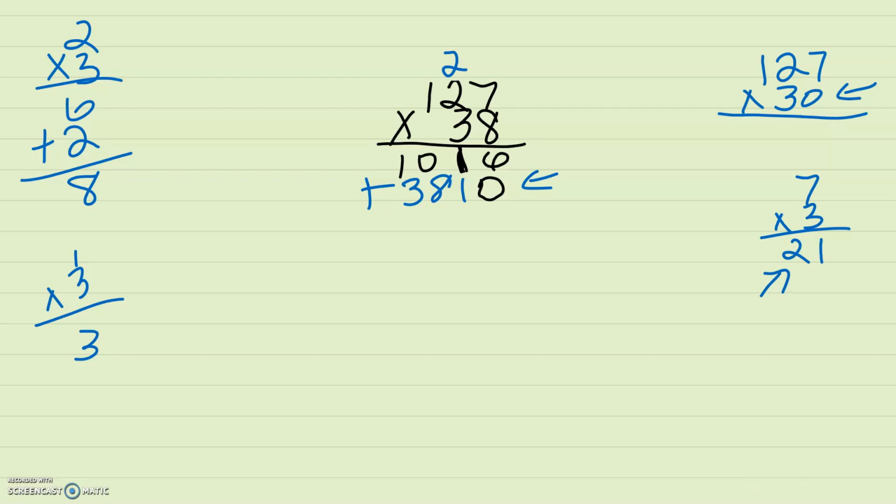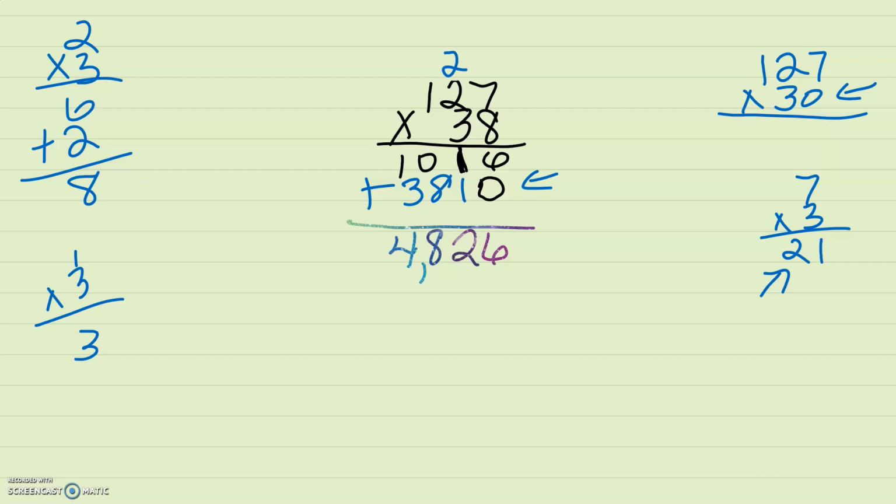And when we add them, we get 6 plus 0 is 6, 1 plus 1 is 2, 0 plus 8 is 8, and 1 plus 3 is 4. So we get 4,826.